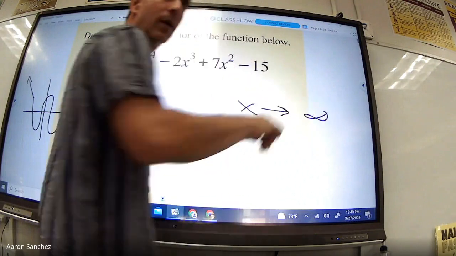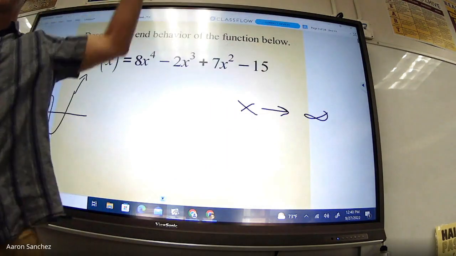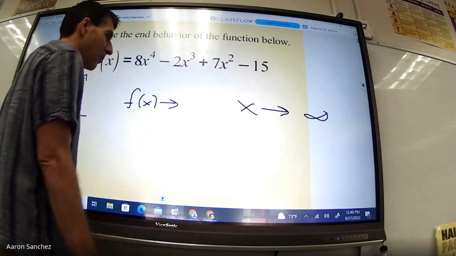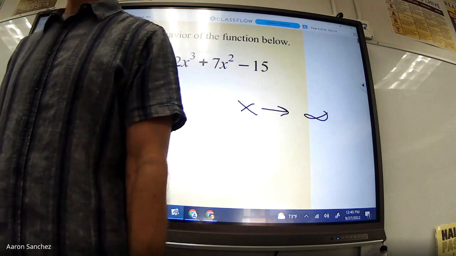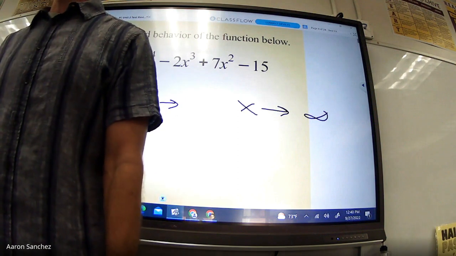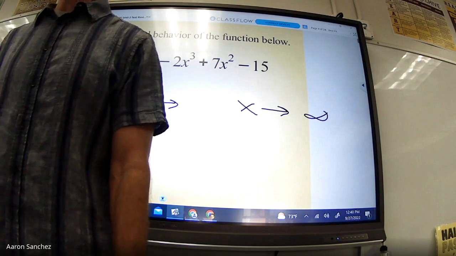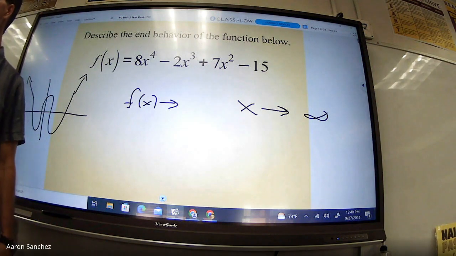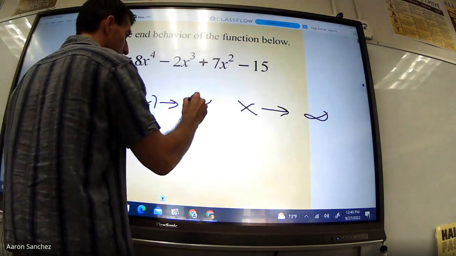Positive infinity, going that way, right? As it's going that way, what do I do for my f of x? Touch your group. I'll give you 5 seconds to figure it out. Go. 4, 3, 2, 1. Ricardo, what do we got? F of x is doing what? Going to positive infinity. Very good. Boom. You guys got that?